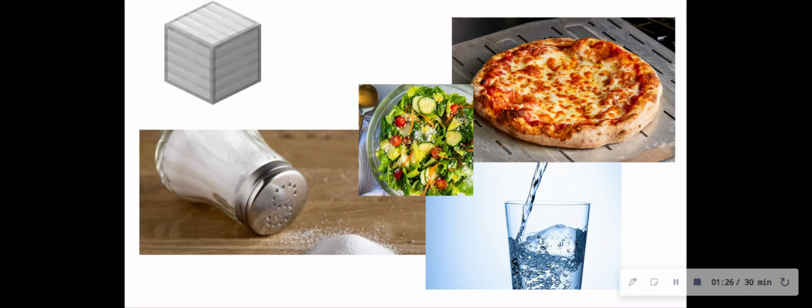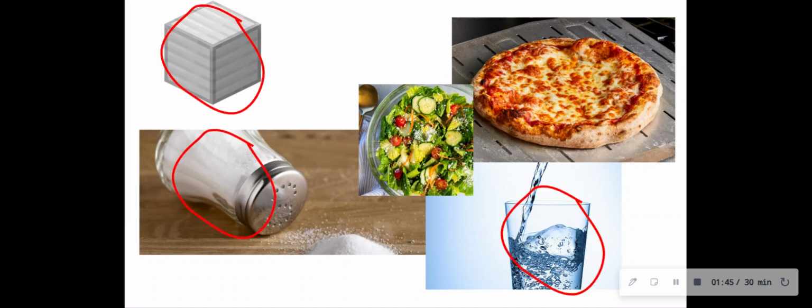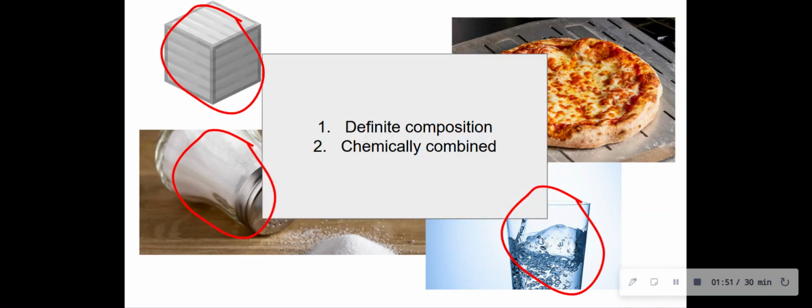So there are also things called substances, and substances are things that have uniform and definite composition. All elements and compounds are substances. We'll talk about those things in the next video. But can you guess which of these are substances? If you picked these 3 things, you would be correct, because these things have a definite composition and are chemically combined. Wow.